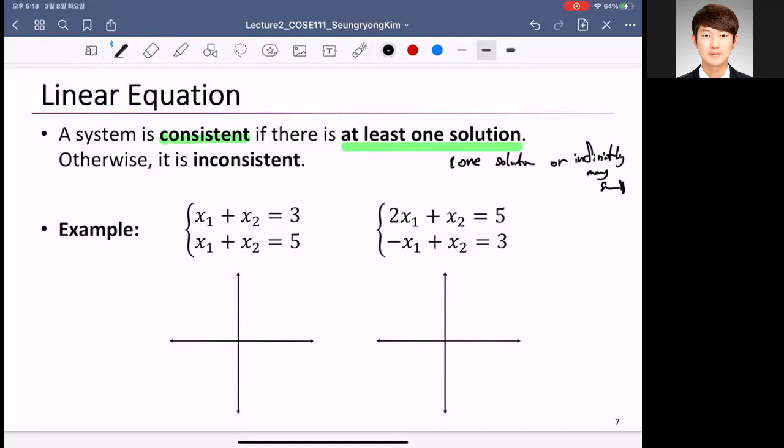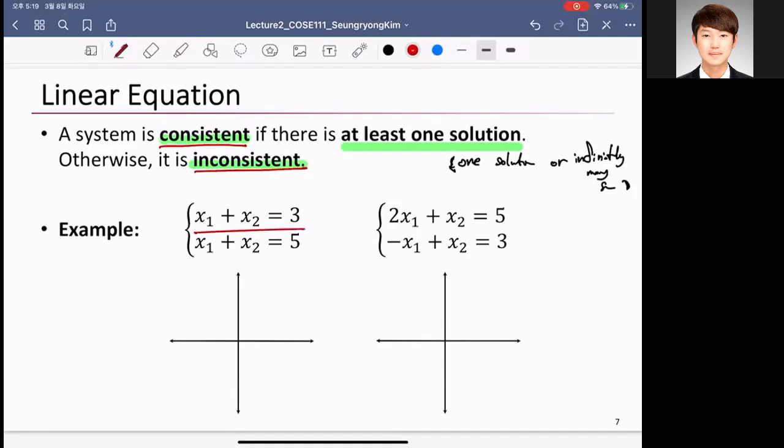Please understand my typing. 여러분 좀 못 알아보겠죠? 제가 하는 말을 잘 듣고 써주면 돼요. One solution or the infinitely many solutions case. So in this case, we say that a system is consistent. Otherwise, if there is the no solution case, the system is inconsistent.